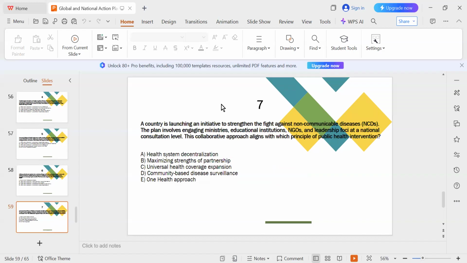A. Health system decentralization. B. Maximizing strengths of partnership. C. Universal health coverage expansion. D. Community-based disease surveillance. Or E. One health approach.